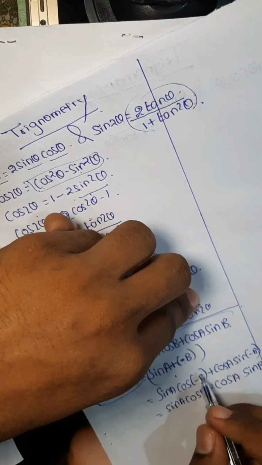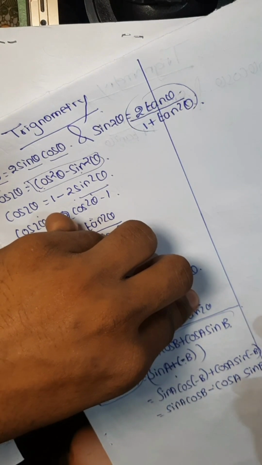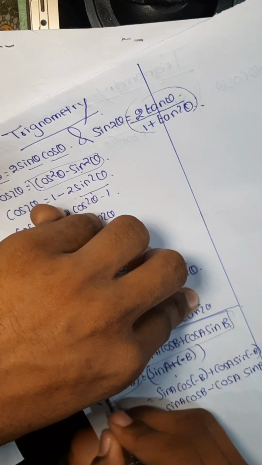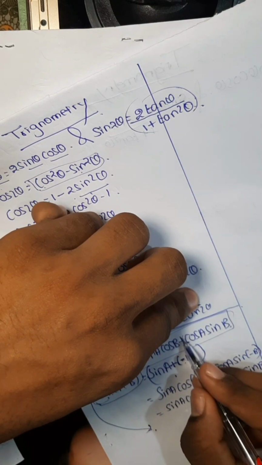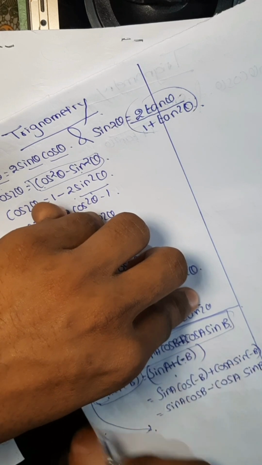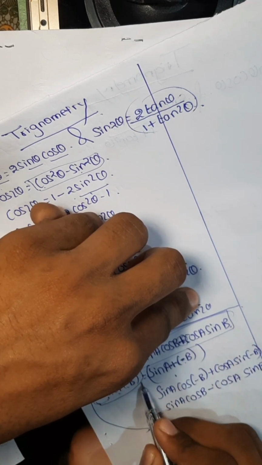But if they ask directly, we can write it like this. According to the first expansion, we can put a negative sign instead of the plus, and we get the expansion for sin A minus B.